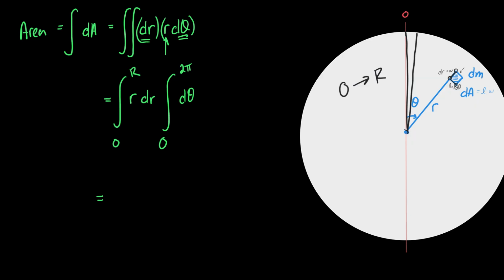We do these separately, so I'm going to do the r first. This is r to the 1 power, so my antiderivative will be r squared over 2 from 0 to r. I see no theta, do you? So that means theta to the 0 power, so my antiderivative will be theta to the 1 power, evaluated from 0 to 2 pi. Still good?